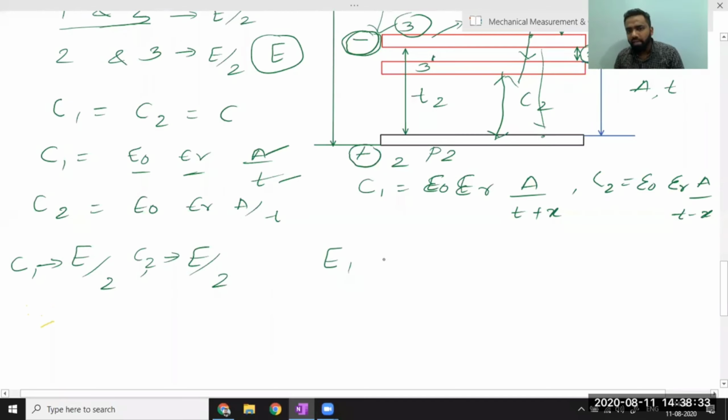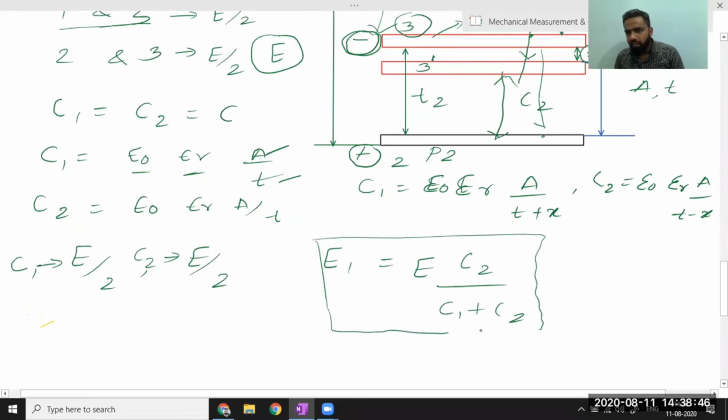Now if I want to write E1, just look at this formula. E1 will be equal to C2 upon C1 plus C2, into E. This is the basic formula. If you want to find the voltage division across the capacitances, and there are more than two capacitances, you will write C1 plus C2 plus C3. Suppose there were three capacitances, C1, C2, C3, three systems. So what you'll write at the top is C2 plus C3, and at the bottom you will write C1 plus C2 plus C3. I hope you're getting.